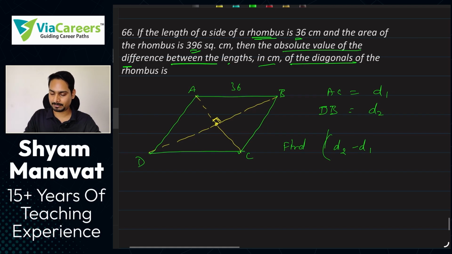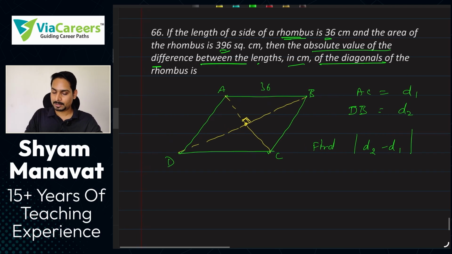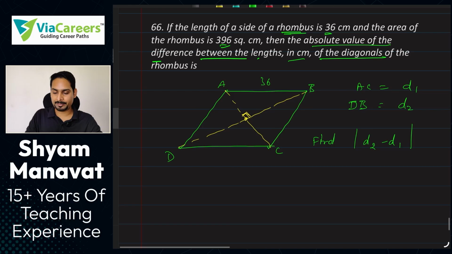We need to find the difference, the absolute difference. So absolute difference is always a positive number. Okay, fine. So how are we going to use this information?